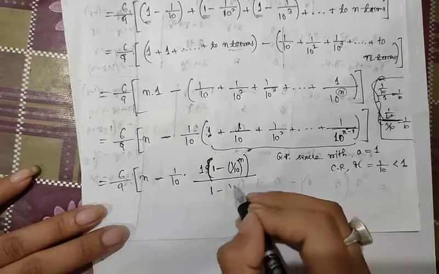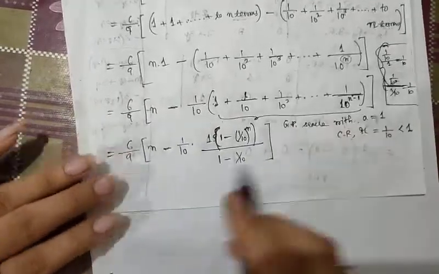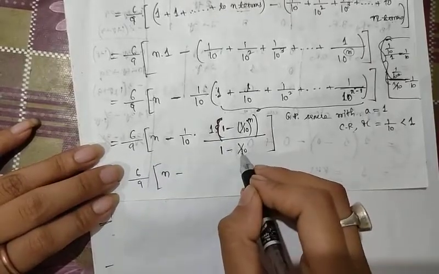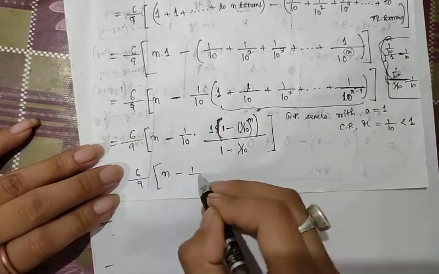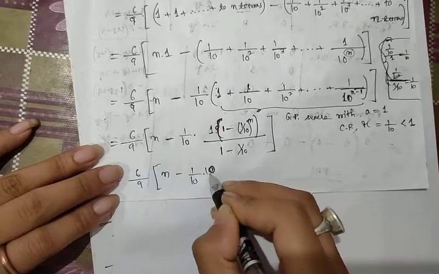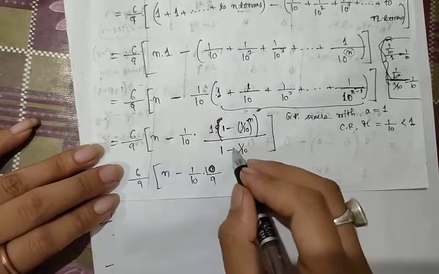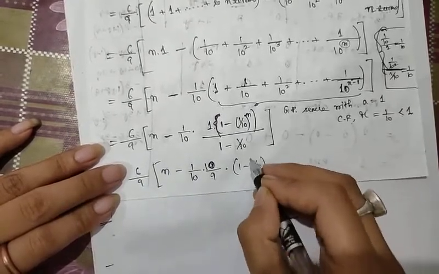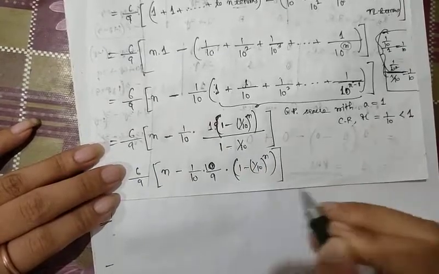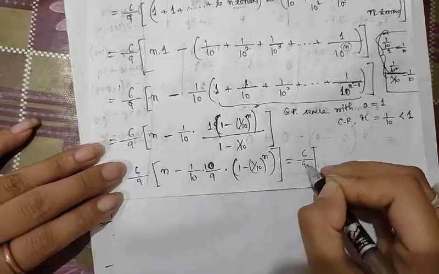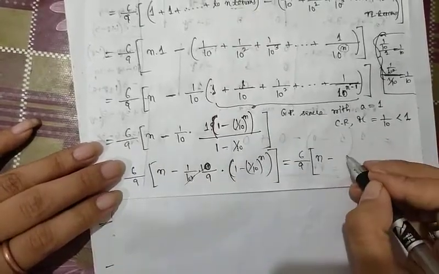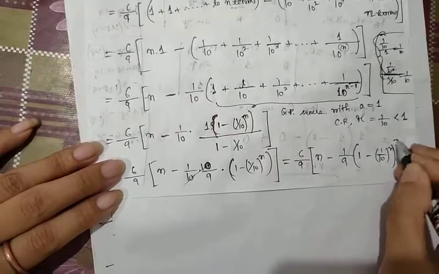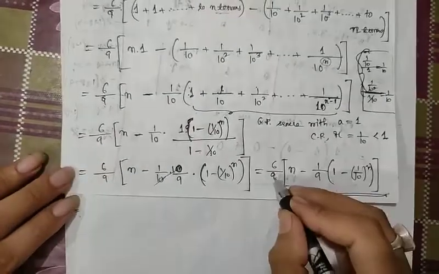Divided by 1 minus 1 by 10. So this is our answer. 1 minus 1 by 10 is 9 by 10, so 9 by 10 goes up, reciprocal becomes 10 by 9, times 1 minus 1 by 10 to the power n. So the answer is 6 by 9, 10 cancels, 1 by 9. So this is your required answer, the sum of the series.